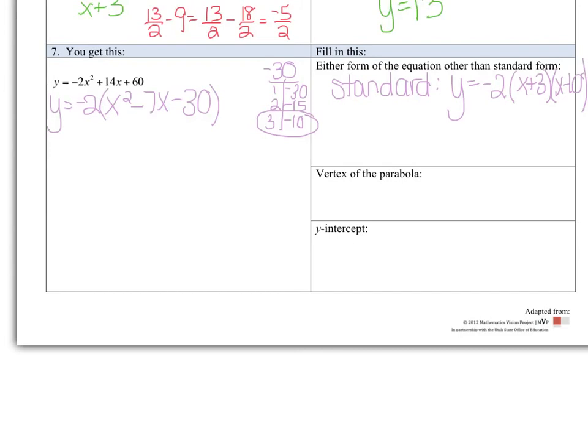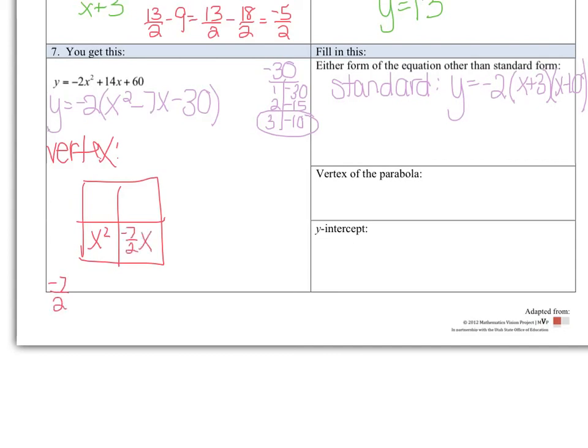Now let's try to find vertex form. This is where I was talking about the fractions getting complicated. Vertex form is going to require us to complete the square with the binomial. We've got our box, we have x squared, but then we have negative 7x's. Since that is an odd number, we have to divide it evenly. So negative 7 divided by 2 is negative 7 halves x and negative 7 halves x. This is going to give us sides of x minus 7 halves and x minus 7 halves.